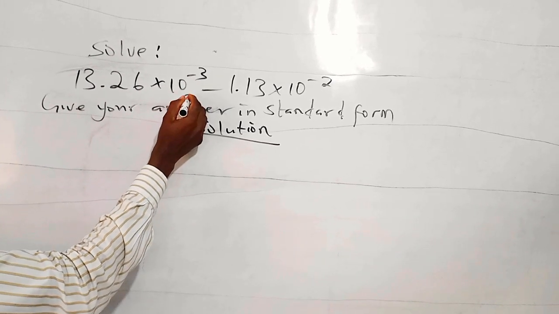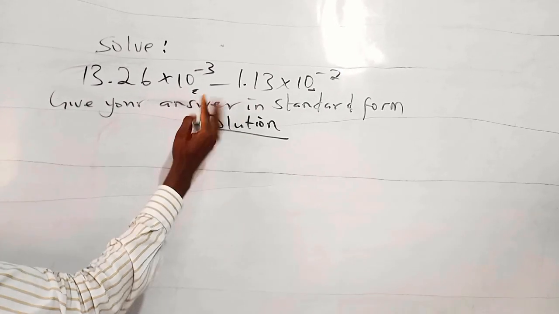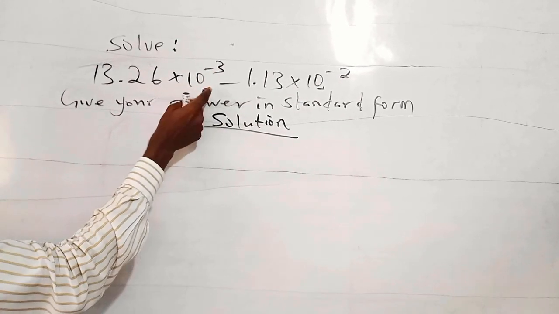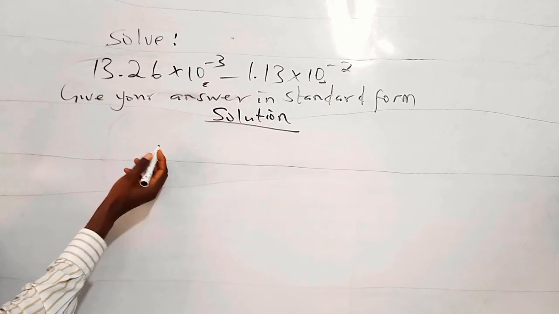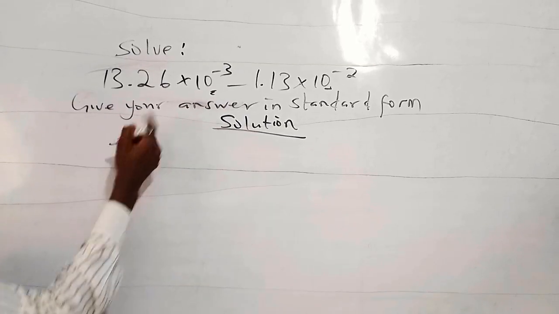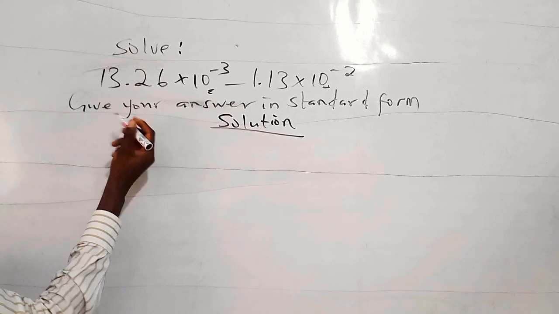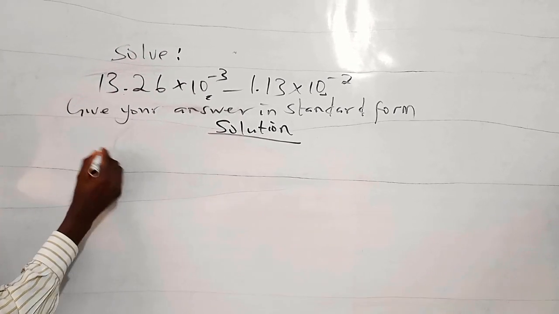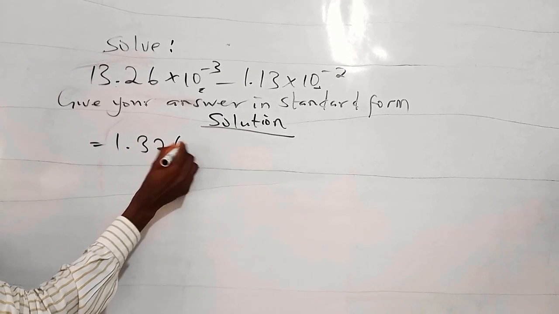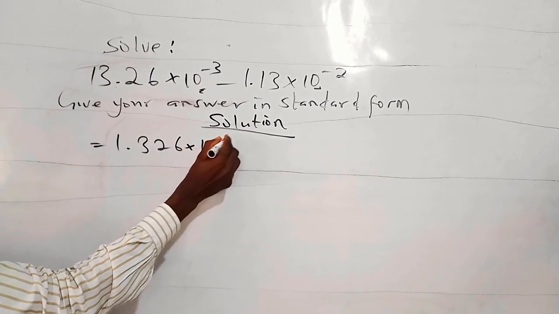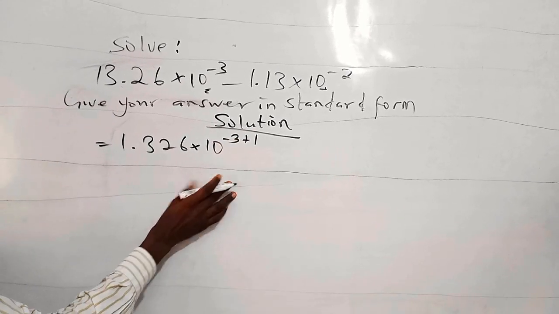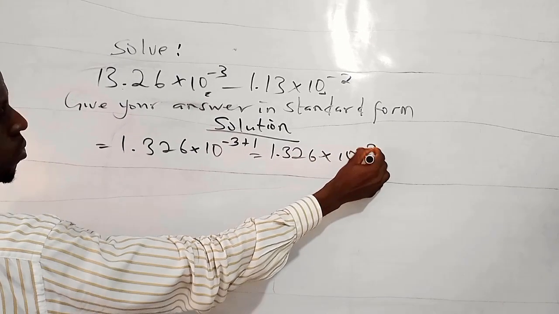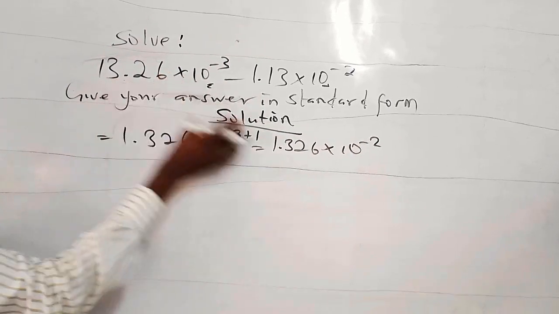sure that the exponents, the powers, are equal. When you look at this, you have minus 2 and minus 3, so let us make them equal. We can achieve that by adding 1 to the power, so we have minus 2. By the time you move this decimal point backward, you will have 1.326 times, so we adjust the exponent, 10 to the power minus 3 plus 1. So here we have 1.326 times 10 to the power minus 2. We can replace everything here with this.